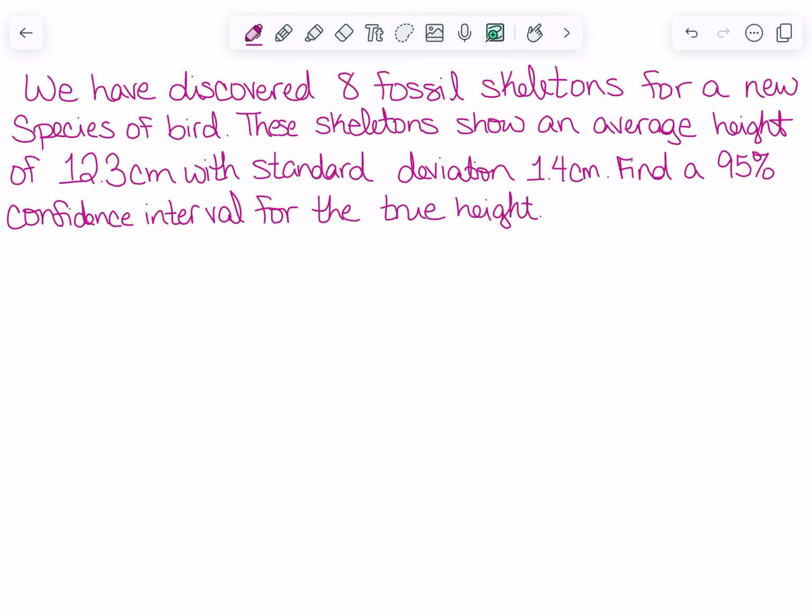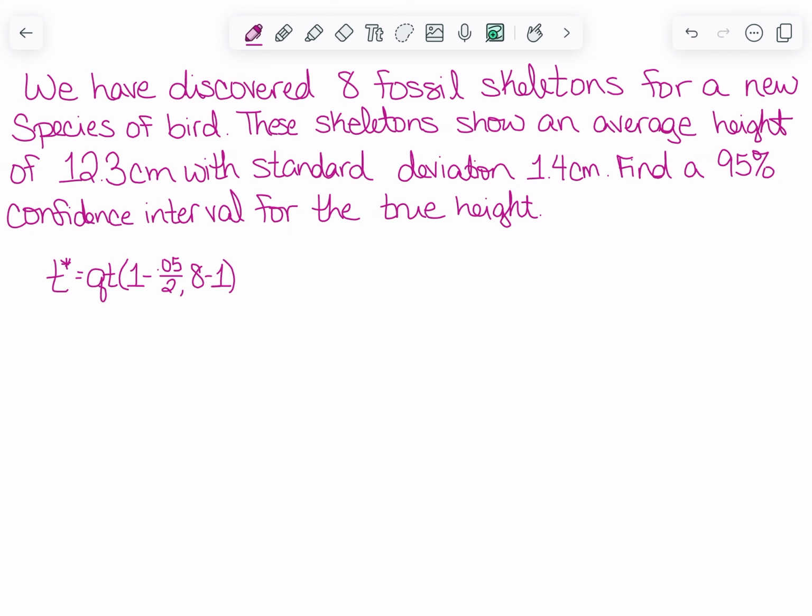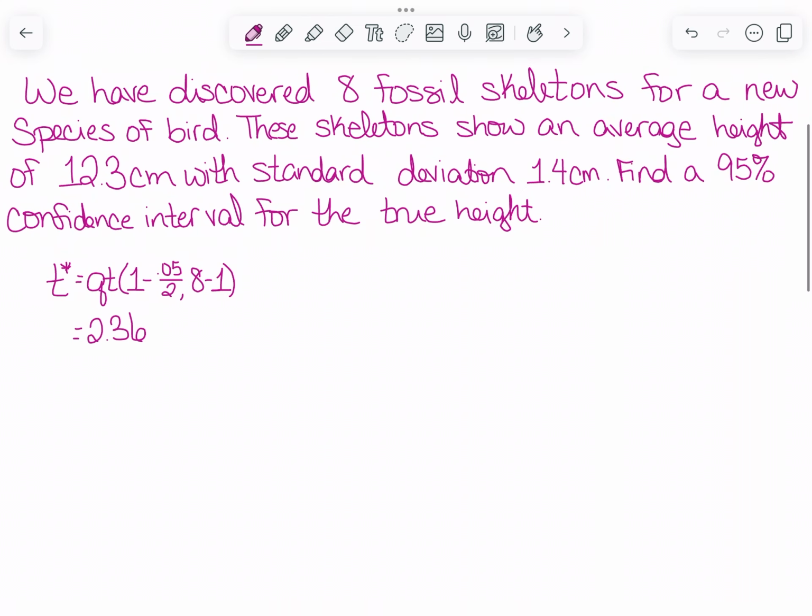The first thing we need to do is find our value for t star. In order to do this, we use the command qt. Since we have a 95% confidence interval, alpha will be 5% or 0.05. So 1 minus 0.05 over 2, comma 8 minus 1, since 8 is my sample size. Typing this into R gives us the value of 2.36.